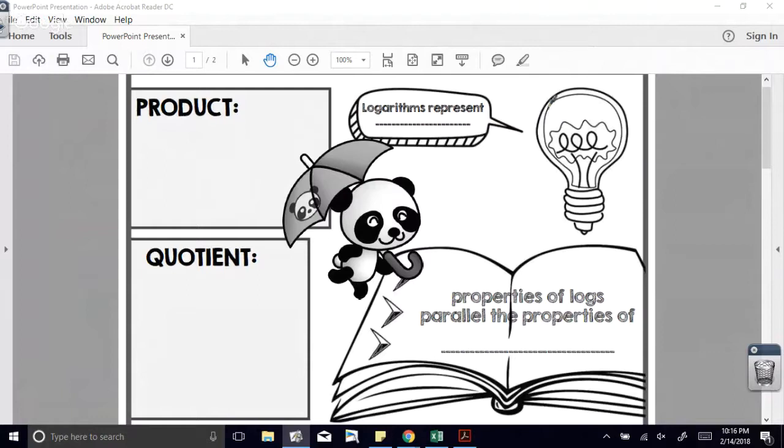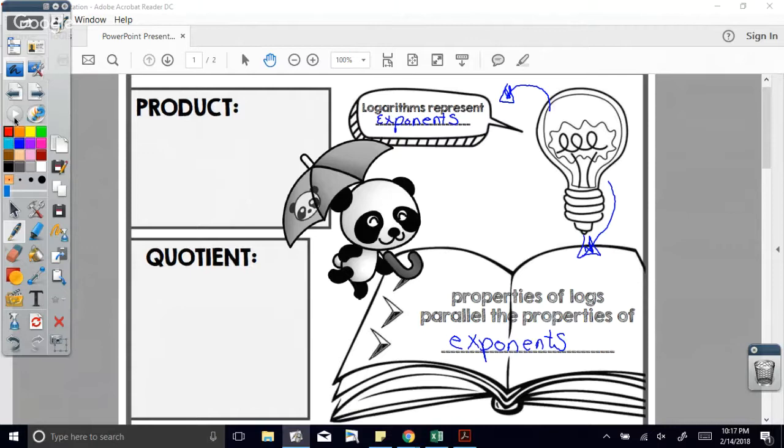Okay, so the first thing that I want to remind you of, so I have set a light bulb here, is that logarithms represent exponents. So the properties of logs are going to parallel the properties of exponents. There are three major rules, and then we're going to talk about the change of base formula.